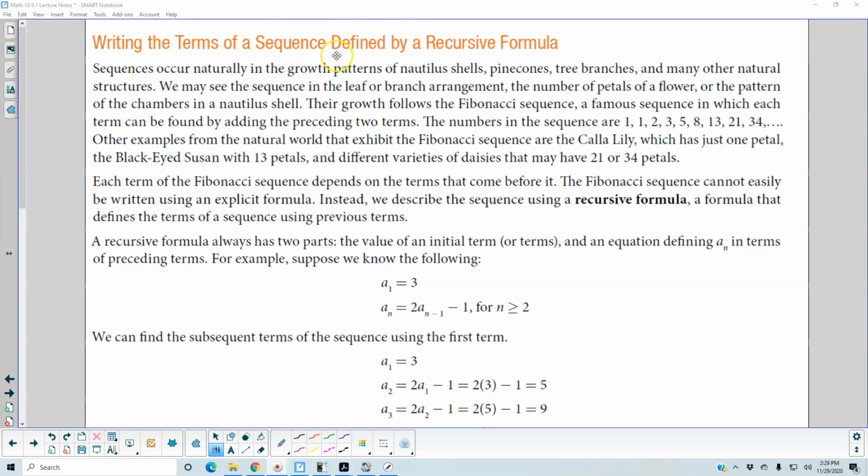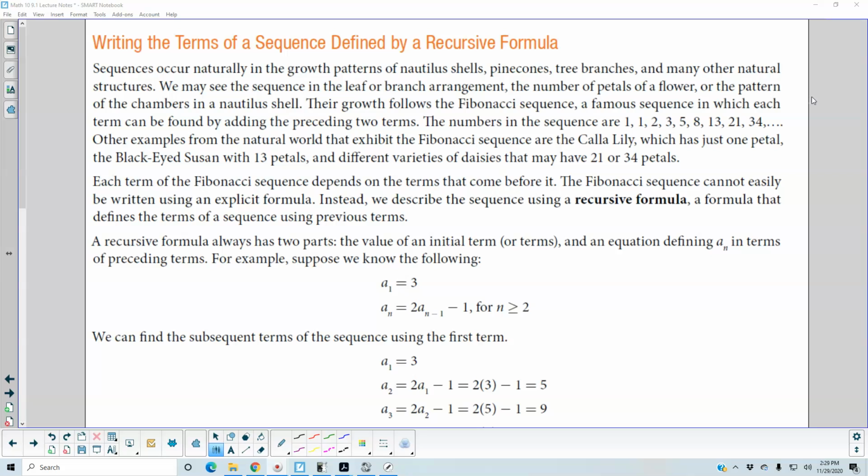Writing the terms of a sequence defined by a recursive formula. Sequences occur naturally in the growth patterns of nautilus shells, pine cones, tree branches, and many other natural structures. We may see the sequence in the leaf or branch arrangement, the number of petals of a flower, or the pattern of the chambers in a nautilus shell.